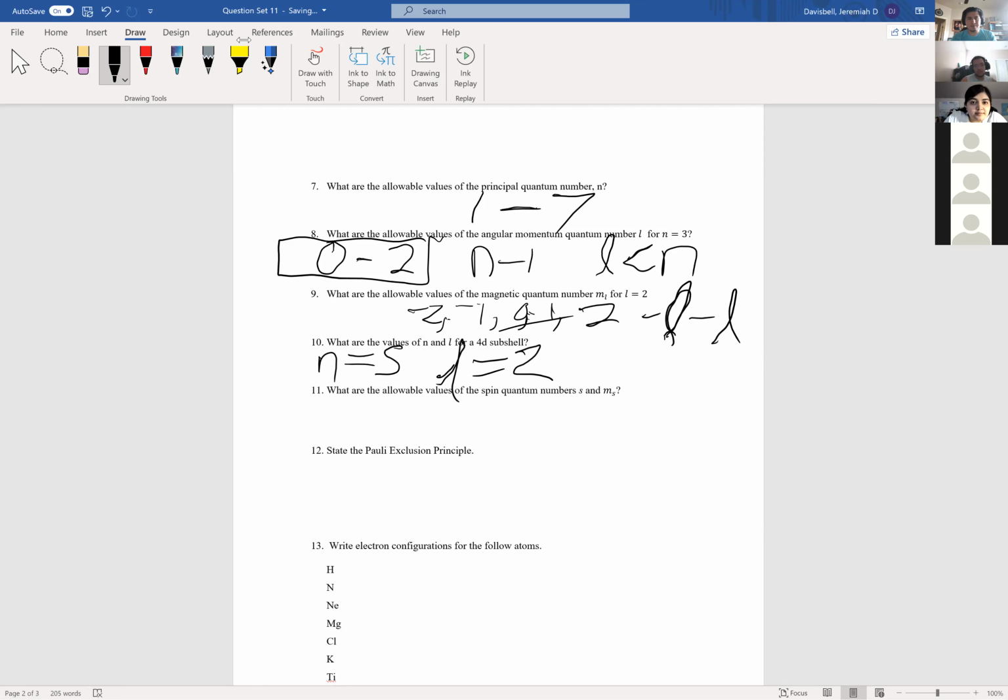Now, Dr. Alexander put the N was 4. Because is it not the shell? And it's the 4th shell. 4. That's why I don't like that. Because technically, if there is a 4D subshell, there would be a 5th shell. But I guess what he's trying to say is that specific subshell, which is in the 4th energy level.